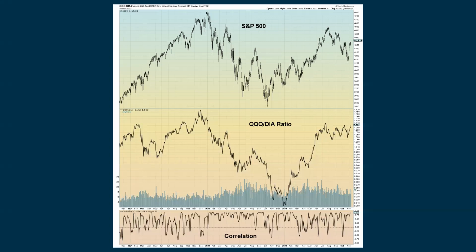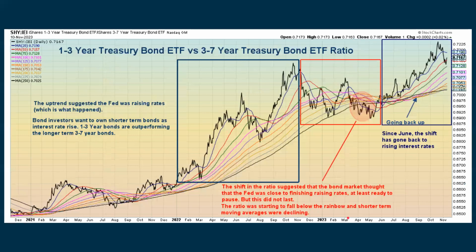Then we look at a ratio between the QQQs and the diamonds, or the Dow Jones Industrial Average. And I mainly look at this on the bottom, where they're having a pretty strong tendency to go in the same direction. Then here is a 1 to 3 year Treasury bond ETF.